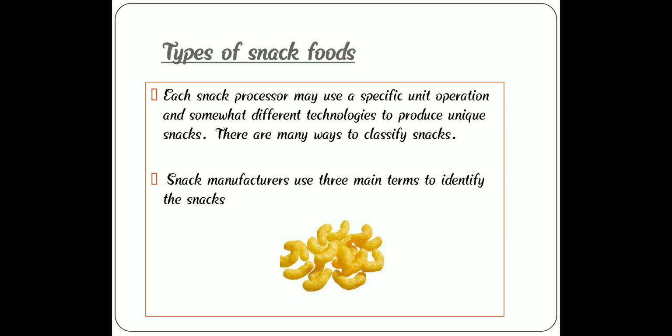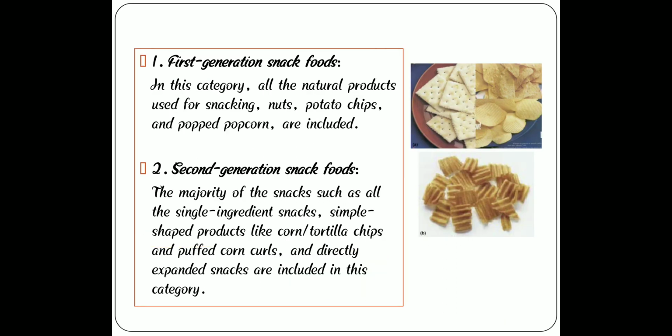Each snack processor may use a specific unit operation and somewhat different technologies to produce unique snacks. There are many ways to classify snacks. On the basis of manufacturer use, nearly three main terms identify the snacks: first generation snacks, second generation, and third generation. So what are the first generation snack foods?